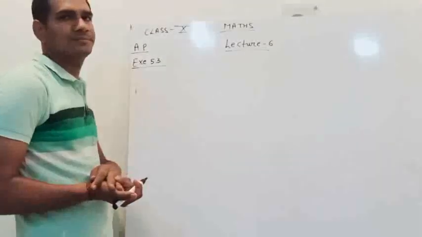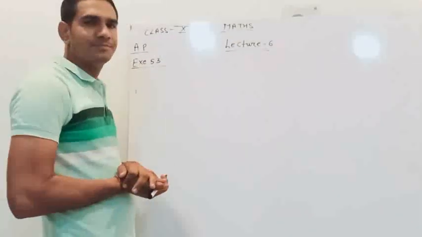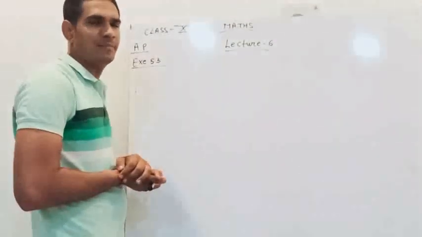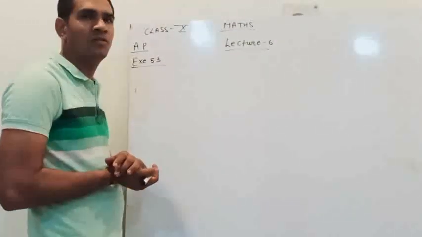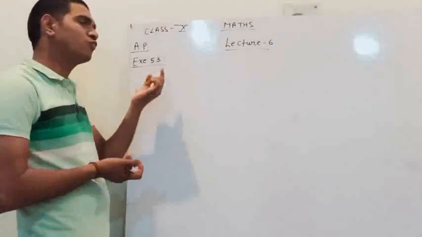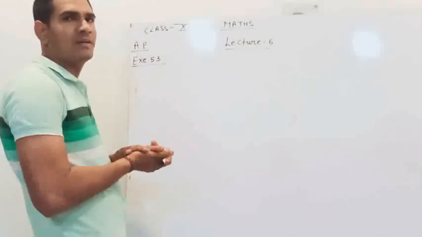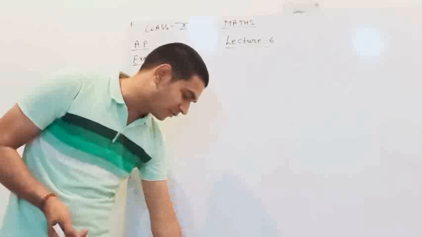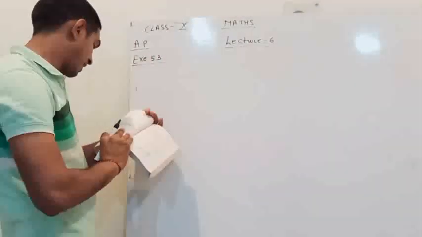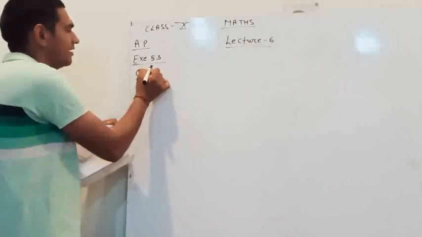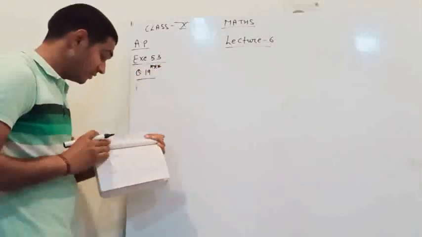Hello all students. In the previous lecture, we discussed questions based on the sum of n terms of an AP. This is exercise 5.3 of class 10. Today we will discuss the remaining two questions of 5.3, which are very important. Today is lecture 6. Firstly, we will discuss exercise 5.3 question number 19, which is a very important question.